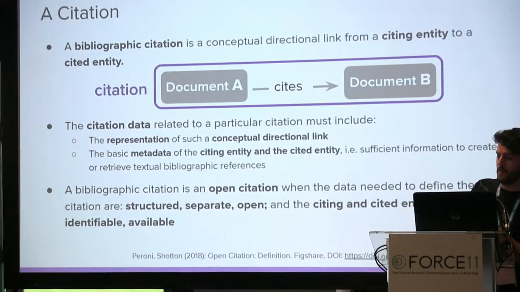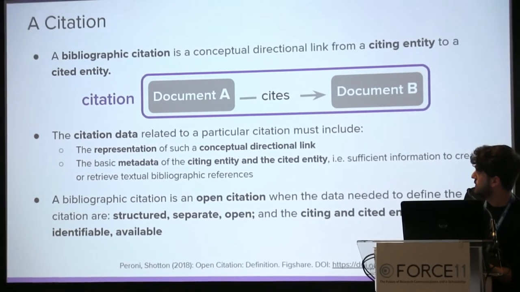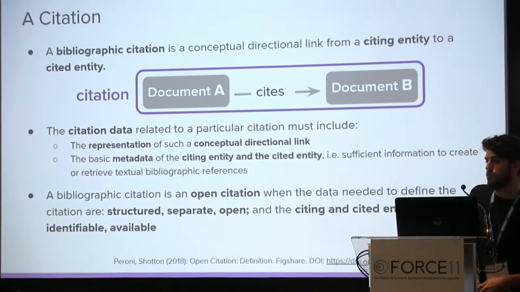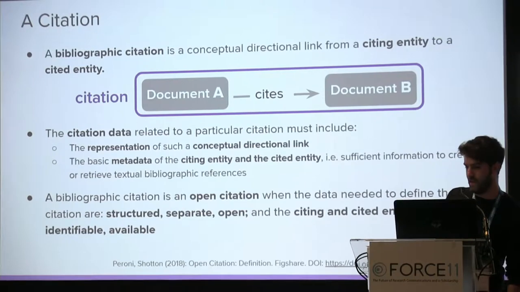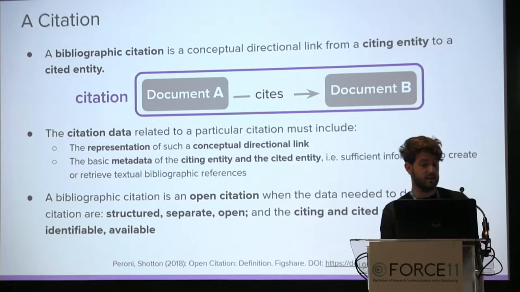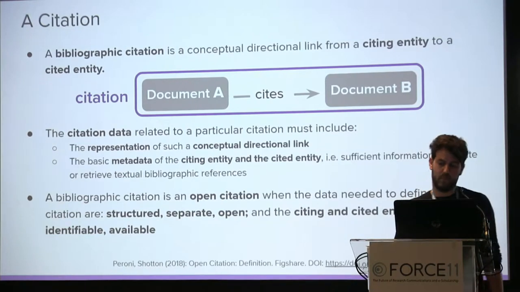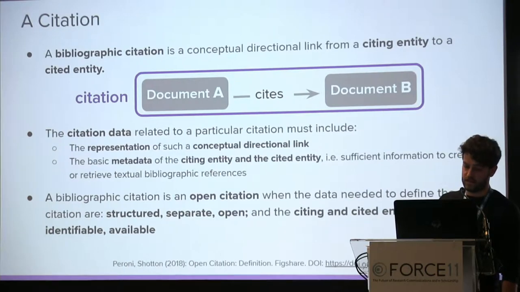So this component could integrate inside it all the citation data needed. So we would like, first of all, to represent the conceptual link between document A and document B. And then we would like to have some metadata that could define the citing entity and the cited entity. So these are the information needed inside the citation data to define that citation.